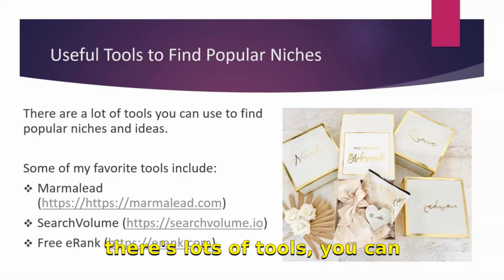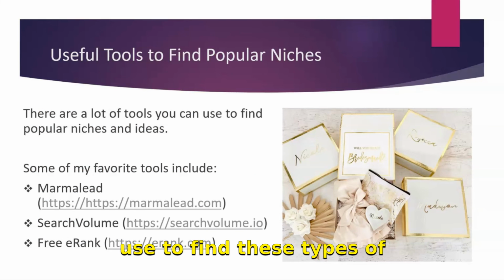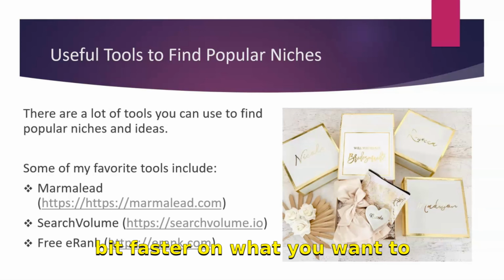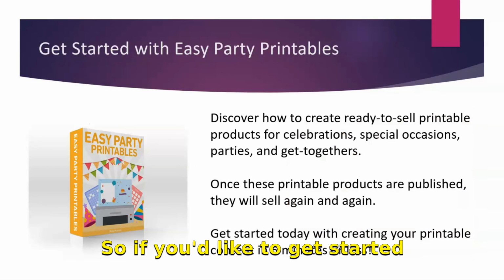As I mentioned earlier, there are lots of tools you can use to find these types of popular niches and ideas, like Marmalade, Search Volume, and eRank. This can save you a lot of time and help you zero in a little bit faster on what you want to be selling.